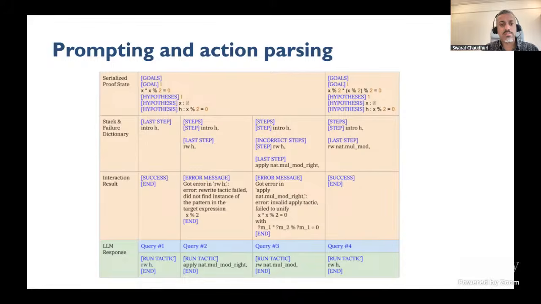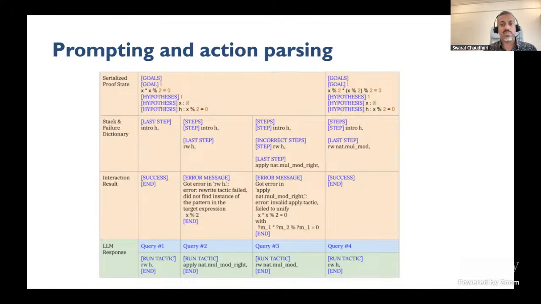At this point, there has been no error. Then you get this response from the LLM after you feed it this information, that the next thing that you should do is rw h. Now if you try to execute it, you might get an error message because a rewrite tactic failed. Then this error feedback, you send it back to the LLM. And that's the next query. You say, try again, LLM.